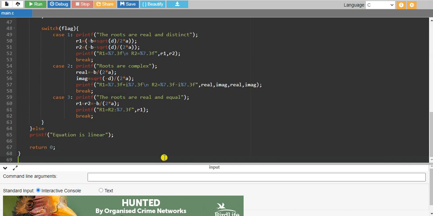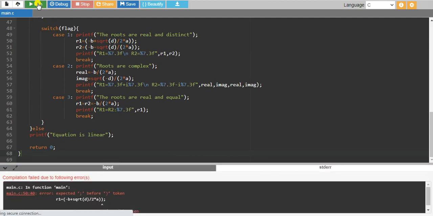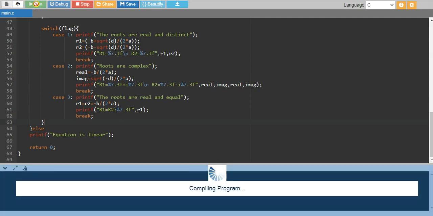So we'll execute this program and check whether it gives the proper output or not. Click on the run button. There is an error, so let us check that. The error is expected semicolon before bracket token, something like line number 50. Line number 50 is here. What is missing is a bracket; we have to open this bracket. Check it once again.